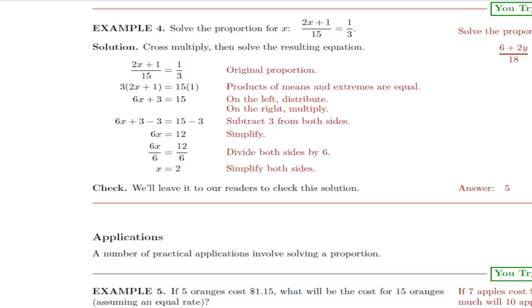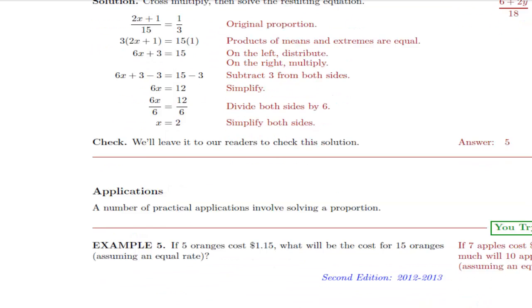First, we'll subtract 3 from both sides. So on the left we have 6x plus 3 minus 3 is 6x, and on the right we have 15 minus 3 is 12. We'll divide both sides by 6. So on the left we have 6 times x divided by 6 is x, and on the right 12 divided by 6 is 2. So x equals 2. We will leave it up to our readers to check the solution.